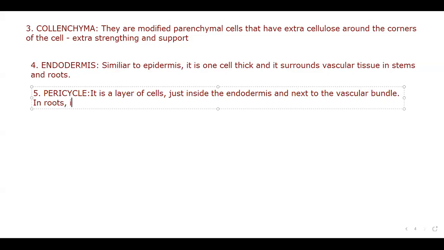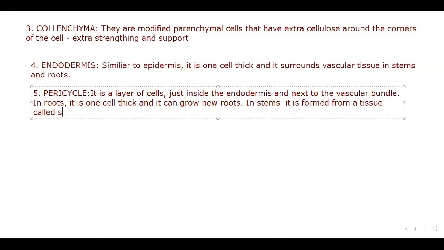In root, it is one cell thick. In roots, it's just one layer of cells, and it can grow new roots. The pericycle can actually divide and grow new roots. In stems, where do we find it in stems? Because I did not tell you guys the labeling of pericycle in stems. In stems, it is formed from a tissue called sclerenchyma.